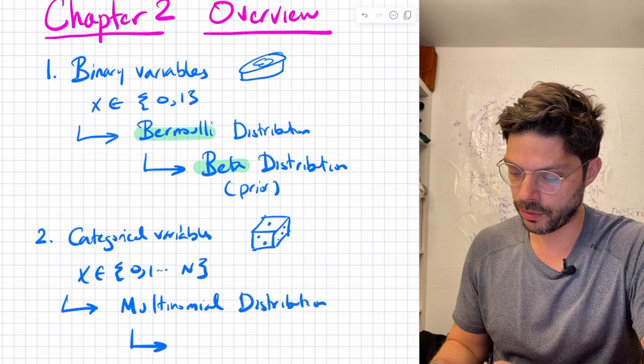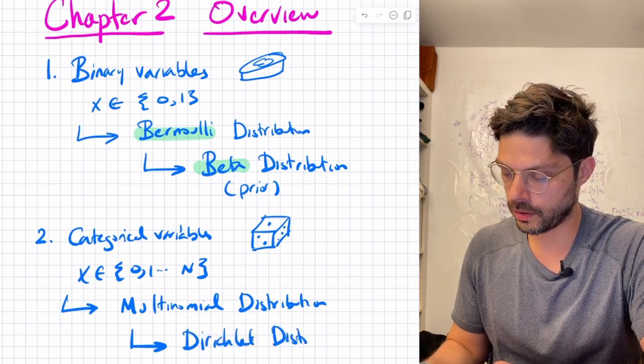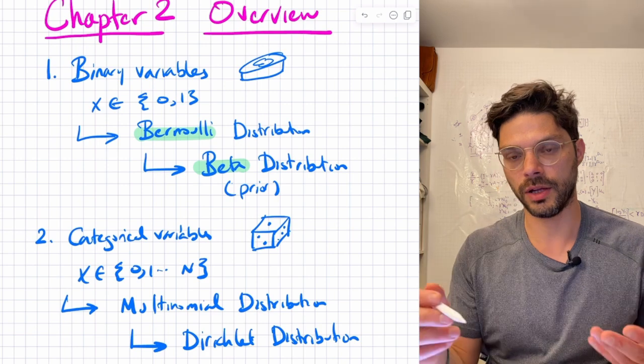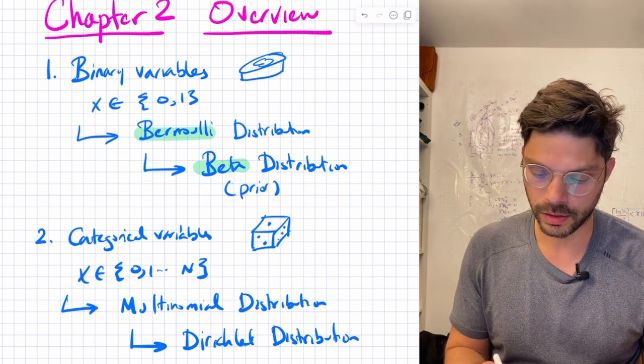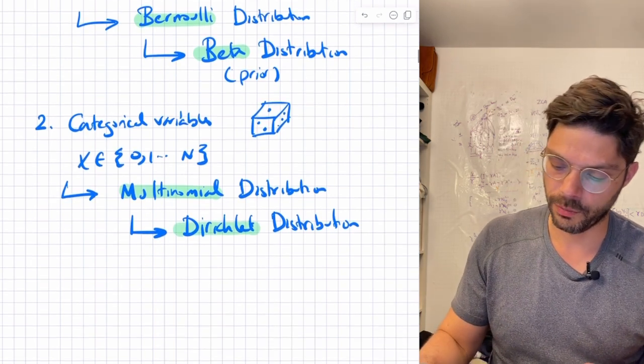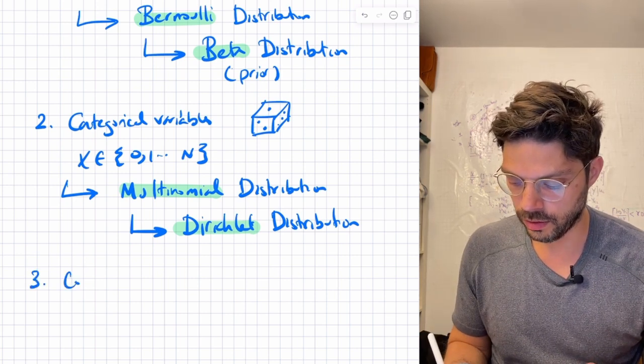The prior for this comes from the Dirichlet distribution. You can think of these as generalizations of the binary case. So that's going to be a couple there, the multinomial. And then we're going to spend really most of the chapter working with continuous variables.